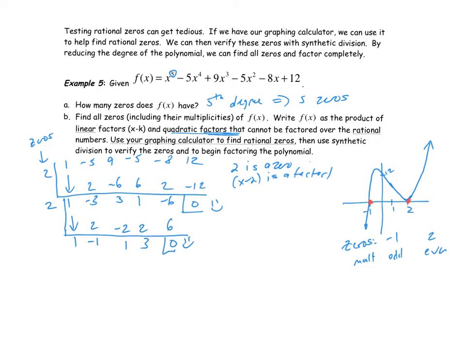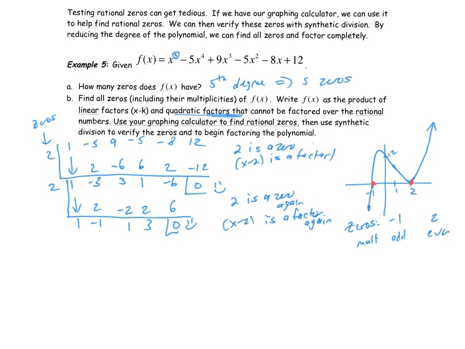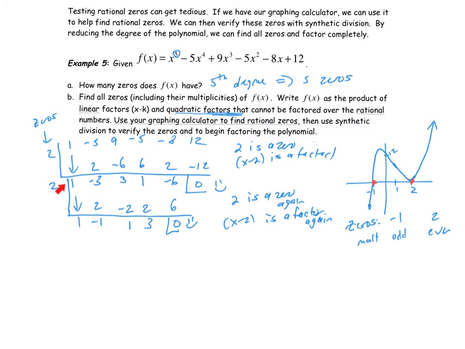Yay. So now we can say that 2 is a 0 again, and x minus 2 is a factor again, which is what we expected based on the graph. Okay, so now we've gone from a fifth degree to a fourth degree to a third degree. So we have one more 0 from the graph that we can verify, and that's going to be the 0 when x is -1 from this x-intercept.